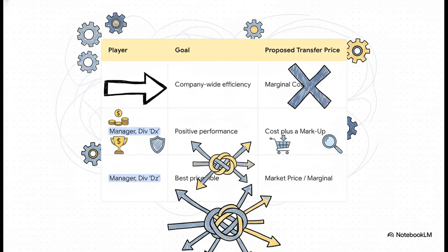But the manager of the supplying division, DX, he's got his own performance review to worry about. Selling at cost means his division shows zero profit. No way. He wants a cost plus a markup. And then you have the buying division, DZ, who just wants the best price, period. They don't care if it's internal or from an outside company.